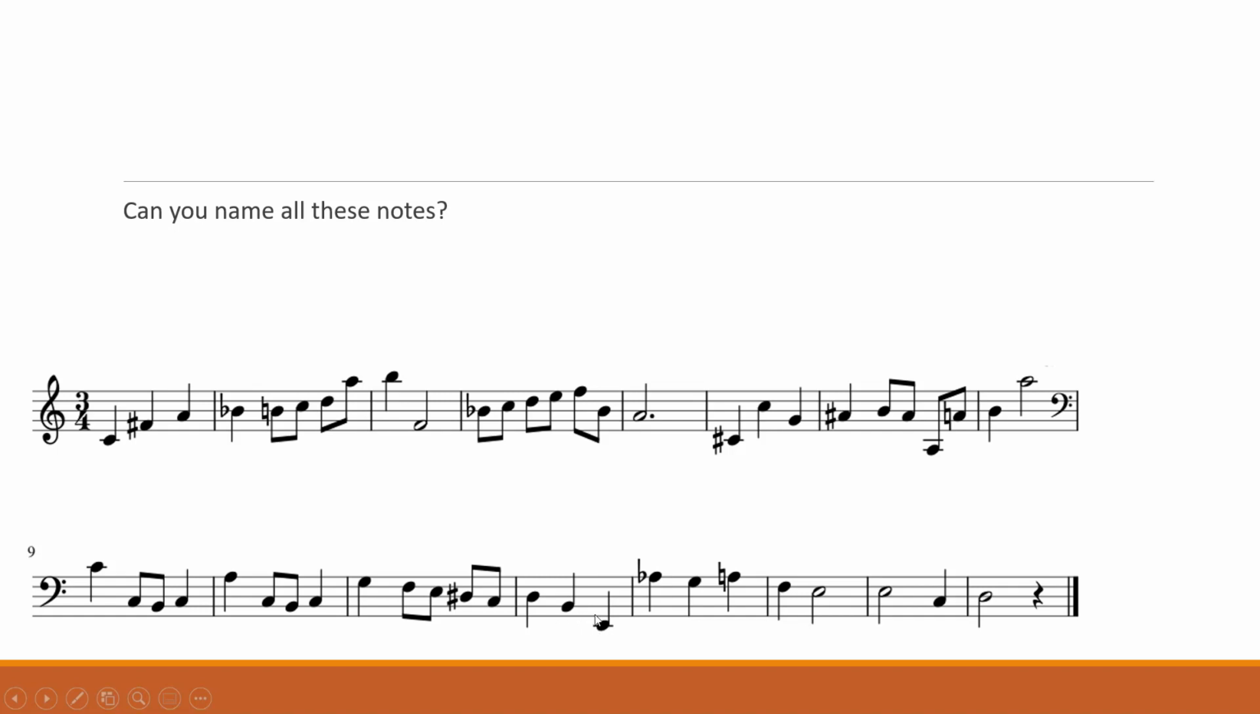We know that the first line is a G, F, E. Here we have an A flat, G, A natural, because of the natural sign. And then the last few notes, an F, E, E, C, and a D.